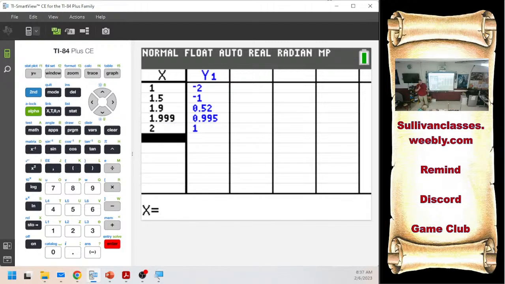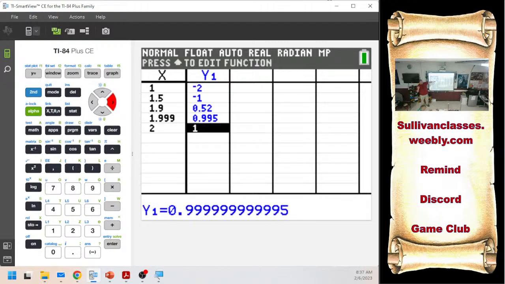Now, remember what I said about these cells? They're only so wide. If I highlight this, it shows me what I really typed. If I highlight this, it shows me what it really is. Now, I don't need this other stuff, but this is showing as I'm getting closer to it, from -2 to -1, now it's positive, now it's closing in on 1, right? I don't have to have all of that.